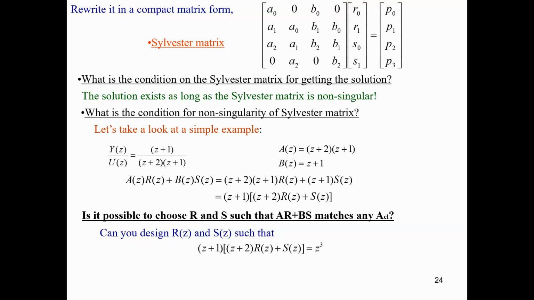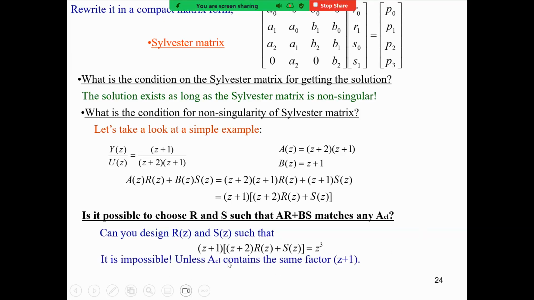I think it should be clear to you. Is it clear that the answer is no? And why? No matter how you design your R and S, on the left side there is always a root at -1. On the right side, all the roots are 0. How can you make those two polynomials match? If they match, they must have the same roots. So therefore, it's impossible unless the desired closed-loop polynomial also contains the same factor, Z plus 1, which means Z equals -1 will be a root.